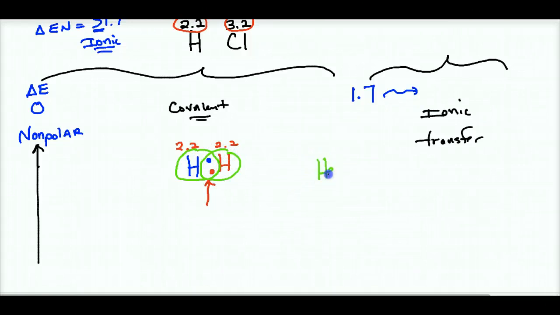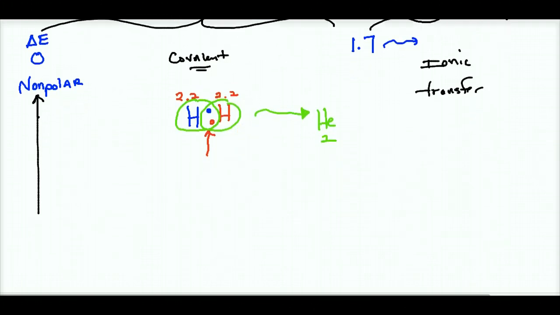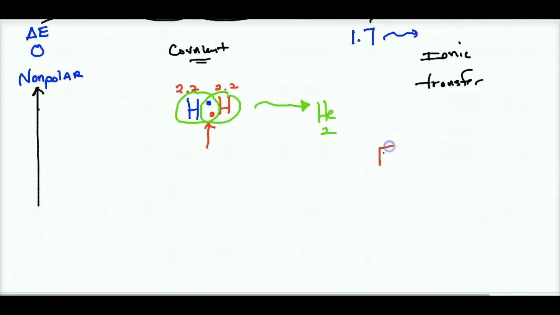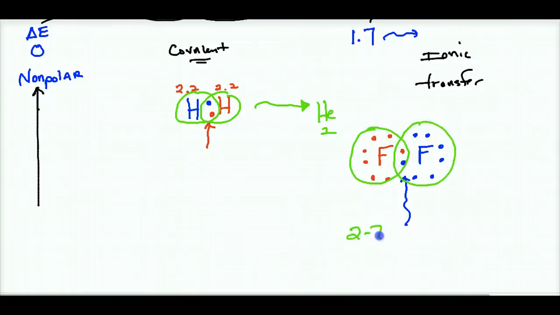Helium has 2 electrons. By sharing one each, they both feel like they become as stable as their helium counterpart in the first energy level. If you look at another compound, let's look at fluorine. Fluorine is also going to be nonpolar, and it has 7 valence electrons. And another fluorine also has 7, and they're going to share their electrons to become stable. And by sharing, this fluorine feels like it has 8, and this fluorine feels like it has 8. They were both 2-7.